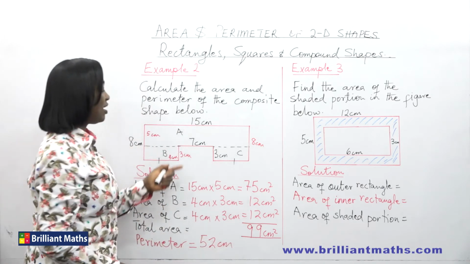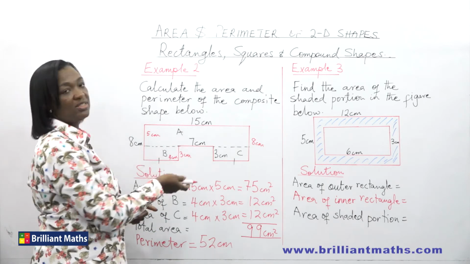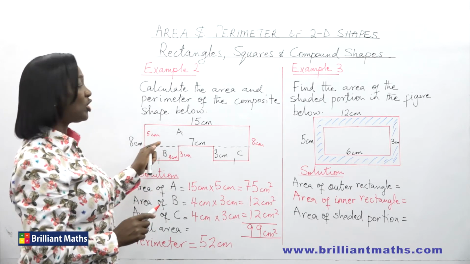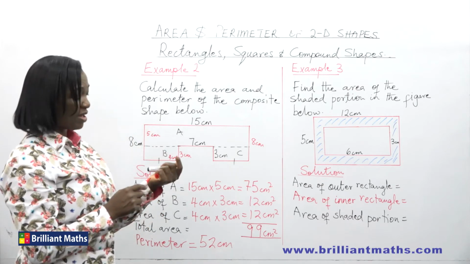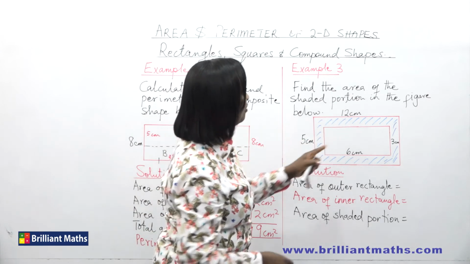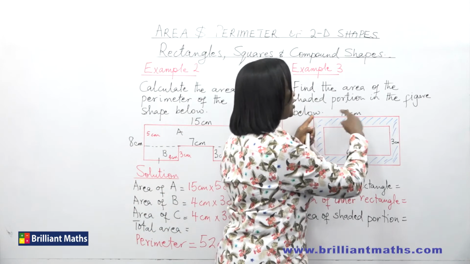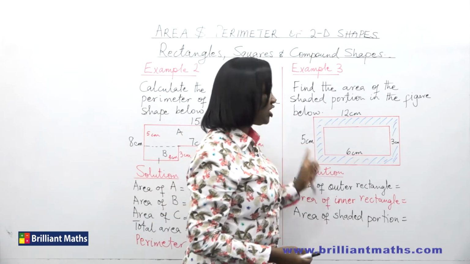Just take your time and choose a particular direction. Go clockwise or anti-clockwise. And make sure you don't add any side twice or leave out any for that matter. In example 3, we have a rectangle, an outer rectangle, and an inner rectangle, and the inner part is shaded.